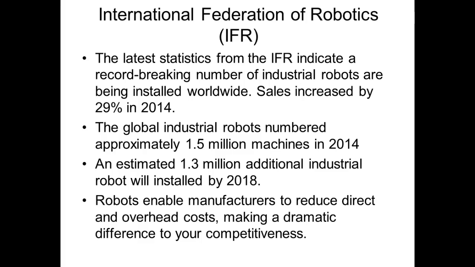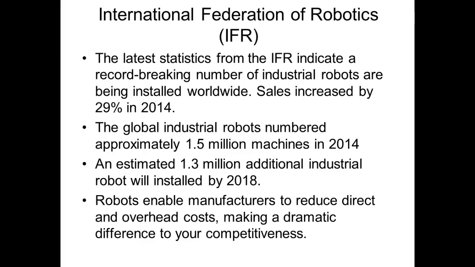The International Federation of Robotics. This gives us some statistics, and this is robots. These industrial robots. Shows that the record number of industrial robots is being installed. Sales increased by 29% in 2014. In 2014, there were 1.5 million machines out there. By 2018, there's supposed to be an additional 1.3 million. So being in robot manufacturers is a good business to be in.